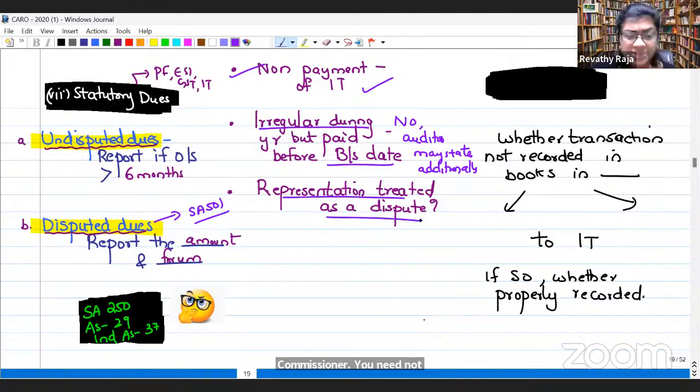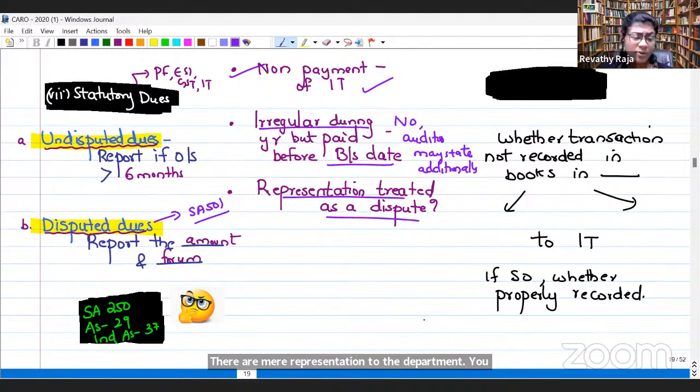A mere representation to the department. You will represent to the department, see department, I'm not liable for this much of income tax, whatever it is. Is that representation treated as a dispute? Answer is a big emphatic no. Answer is no, no, no.